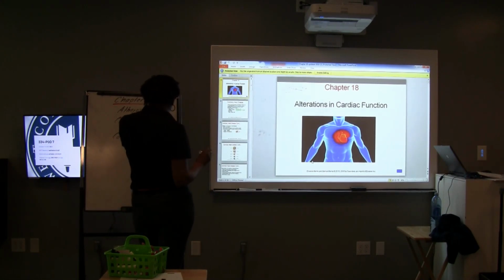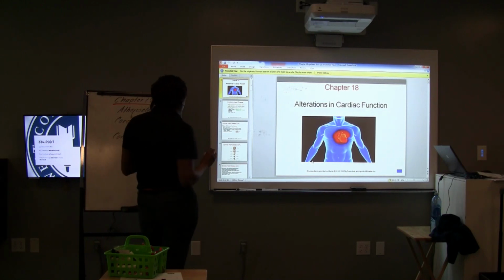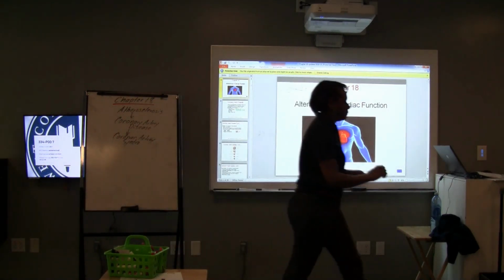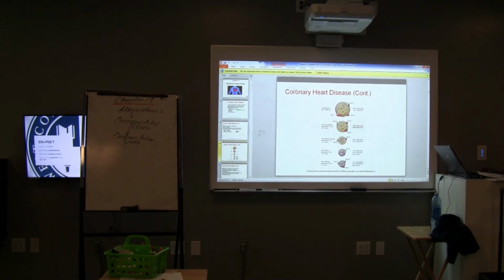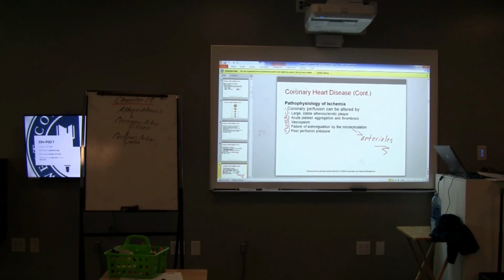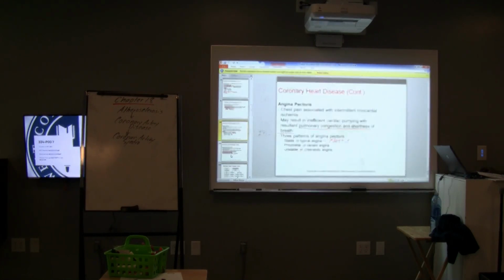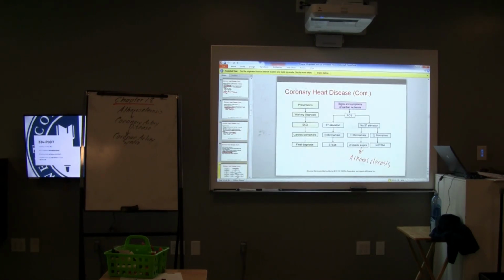Terminology, right? Because there's a lot of abbreviations in here. Coronary heart disease, coronary artery disease, ACS.